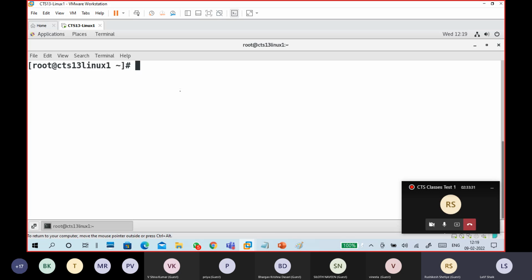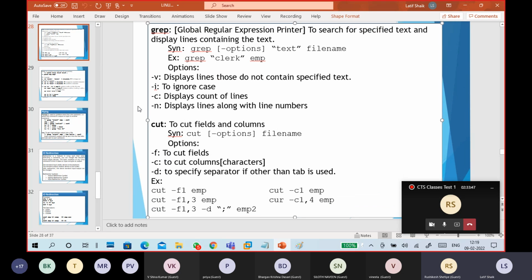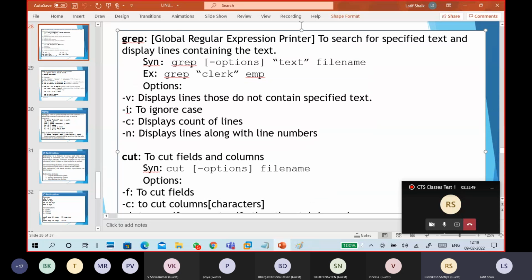Guys, look, I'm going with grep first. I want to cover all the things, but grep is also a very important command. I will go to the comments, so one by one we'll see it. Grep means global regular expression printer.